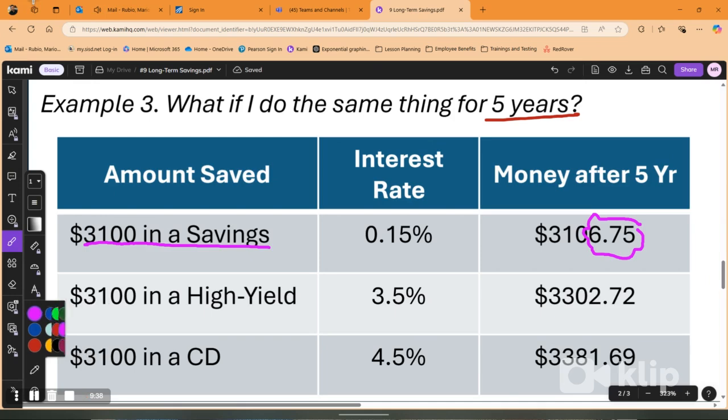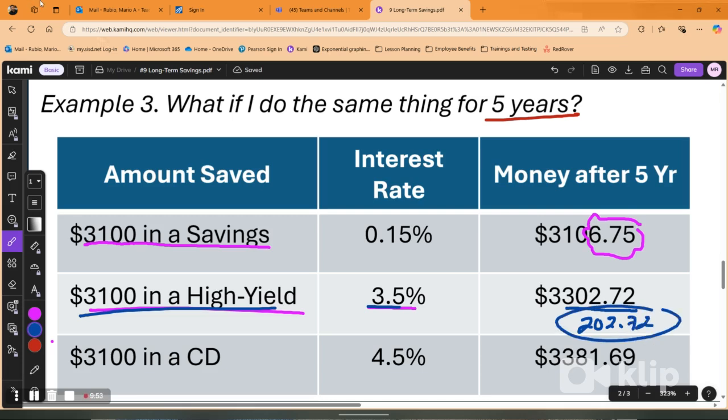In the high yield, that $3,100 that you've been saving at 3.5%, that's going to be, oh, smokes. Now we're making $202. So over 5 years from just saving your money, not touching it, you will earn almost $203 on just putting $50 a month away in savings over 5 years.